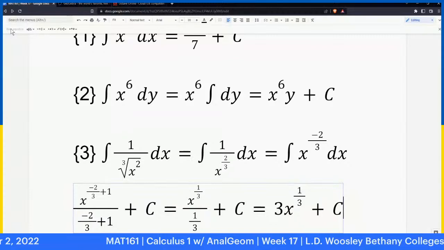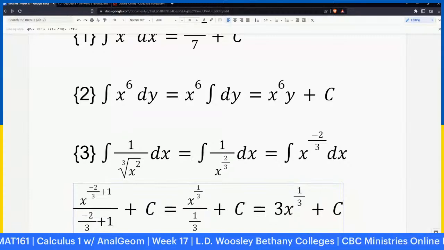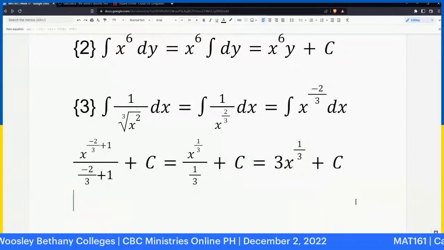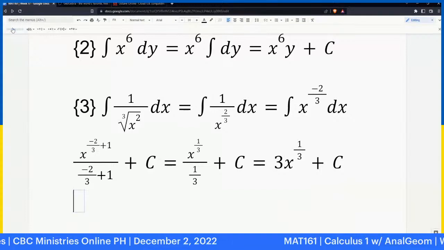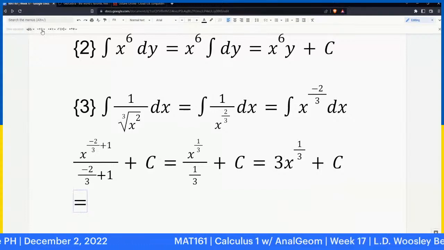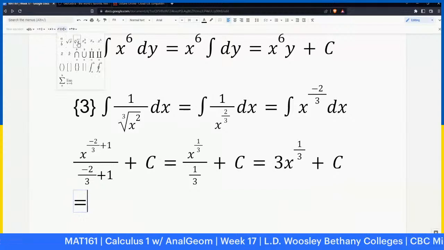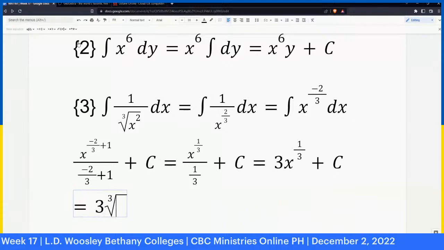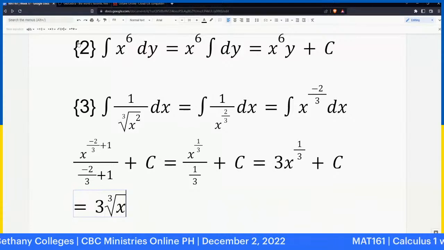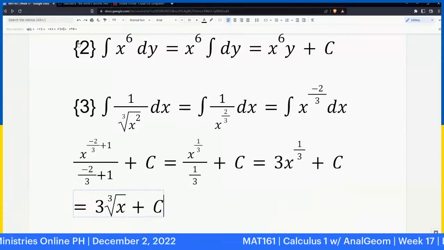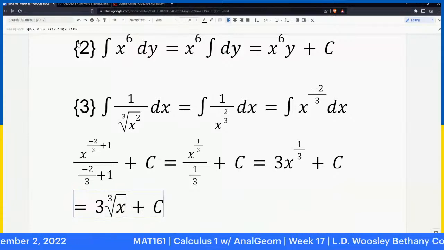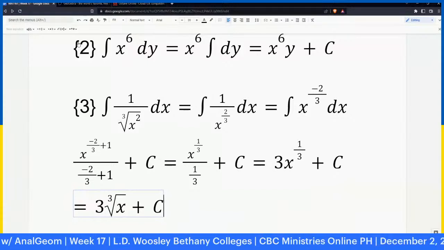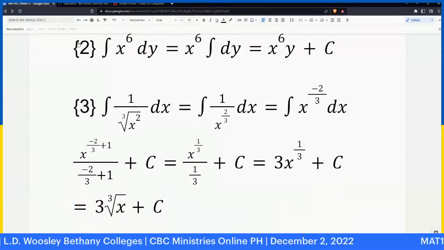Alright? Nora? 3 cube root of x plus c. Okay, so it could be 3x raised to 1/3 or 3 cube root of x, whichever is an acceptable answer. Right, let's move on to another example.